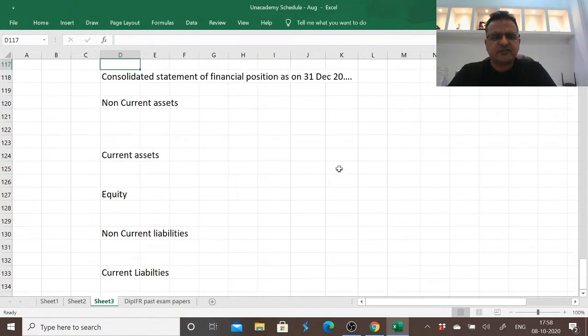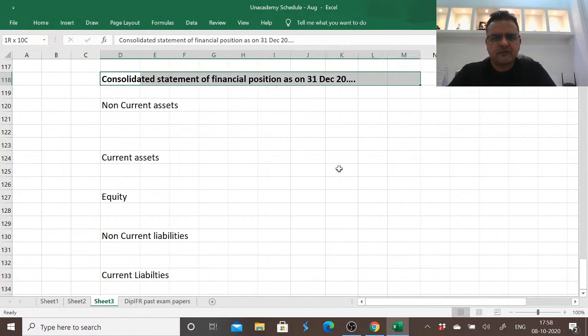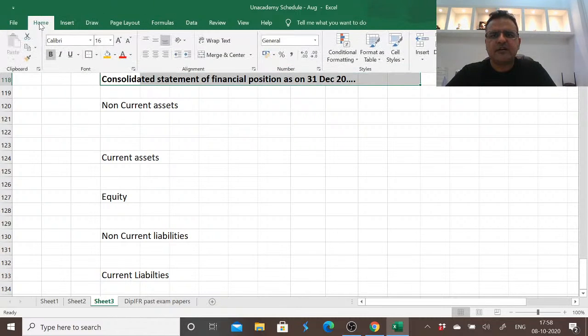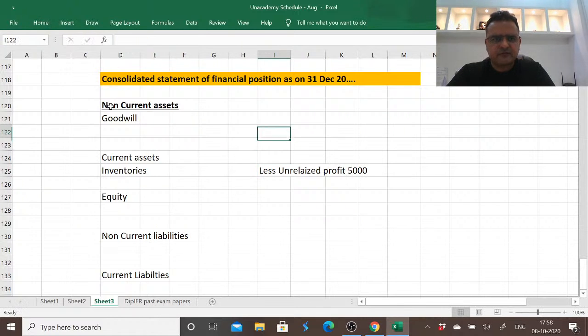So if I fit in the major adjustments which we did in these 5 workings, among the non-current assets, the investment in subsidiary gets replaced with goodwill. In the current assets, we need to remember the inventories valuation will have less unrealized profit of 5,000.